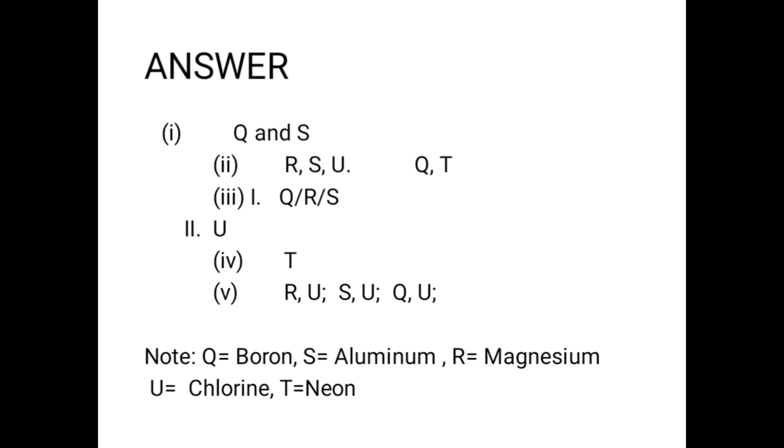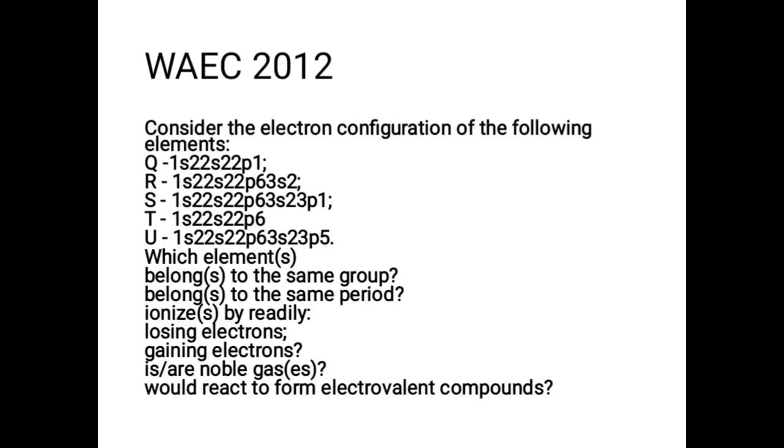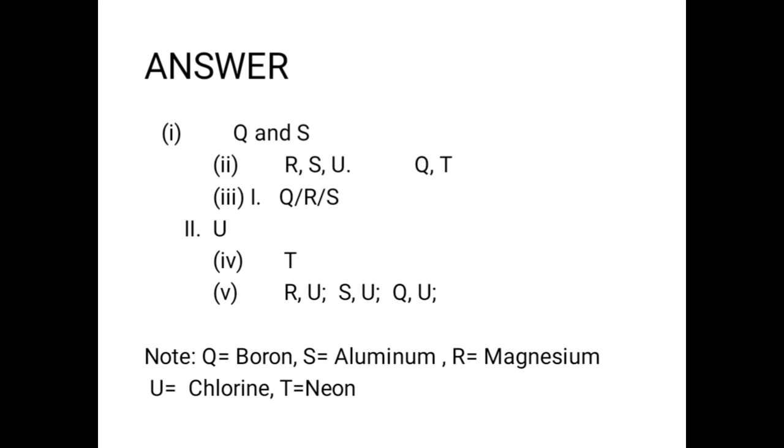So then another question is the one that ionizes by losing electrons. The ones that ionize by losing electrons easily are Q, R, and S, because they are metals. Metals ionize by losing electrons. The one that ionizes by gaining electrons is chlorine because it's a non-metal. They gain electrons. The one that is a noble gas is T.